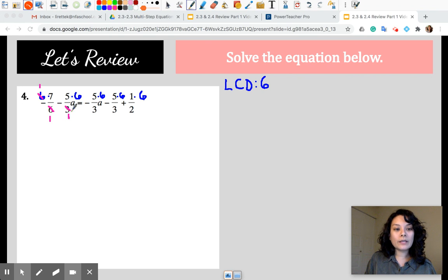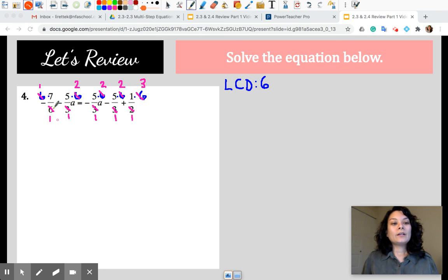This 3 cross-cancels with the 6 and turns the 6 into a 2. When you're doing this, you're just dividing. Same thing here. This 3 turns into a 1 and the 6 turns into a 2. Likewise, again, 3 and 6. This turns into 1. This turns into 2. And then the last denominator, this will turn into a 1, and the 2 reduces the 6 into a 3.